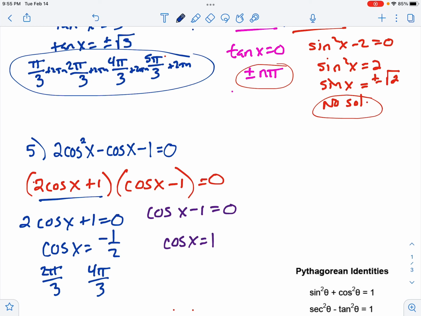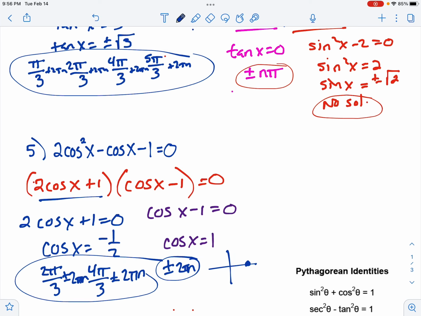Where does cosine x equal 1? Well, that's right here, 0. So 0 plus or minus 2 pi n is just plus or minus 2 pi n. Go ahead and add in that to your other ones. And there's all of your answers.